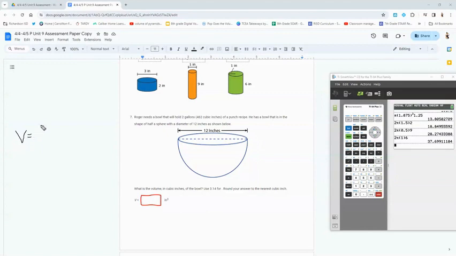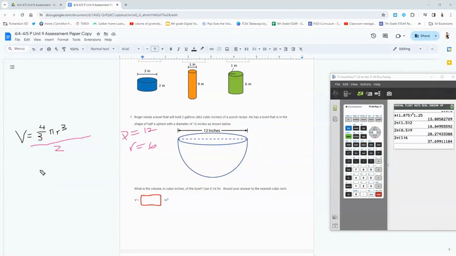V equals 4/3 pi r cubed. And then you cannot forget, because it's a hemisphere, you've got to divide this whole thing by 2. Okay, so I know here that I have my diameter and I need to put in my radius. So my diameter is 12, so that makes my radius 6.